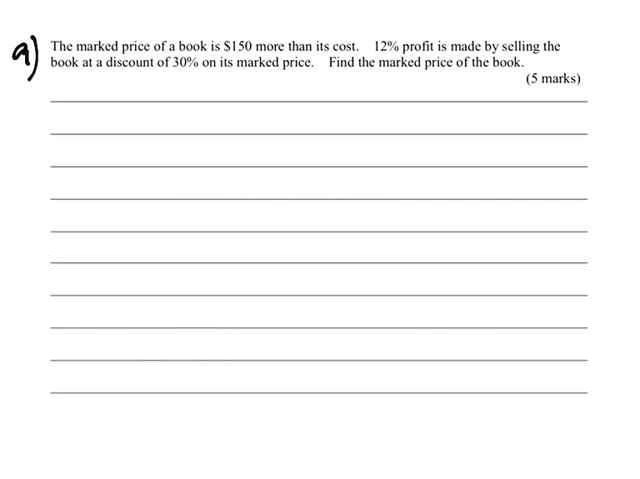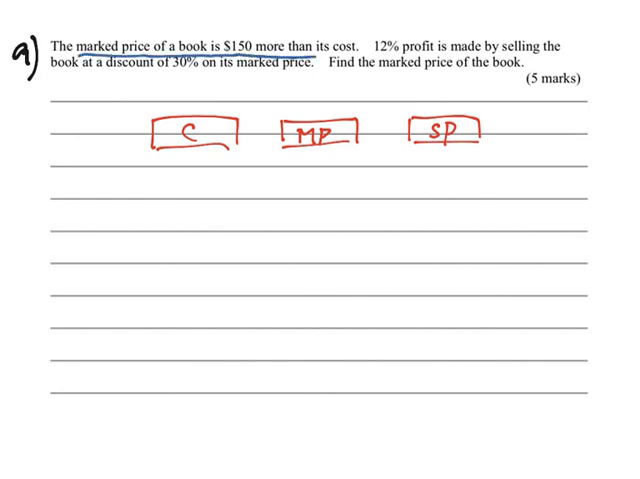Question 9. This question is about the percentage. So every time we have three boxes: cost, mark price, and then selling price. Okay, let's see one by one. Mark price of a book is 150 more than the cost. We'll compare these two. That means more than cost, so that means plus 150. So we can list an equation. So C plus 150 is equal to mark price.